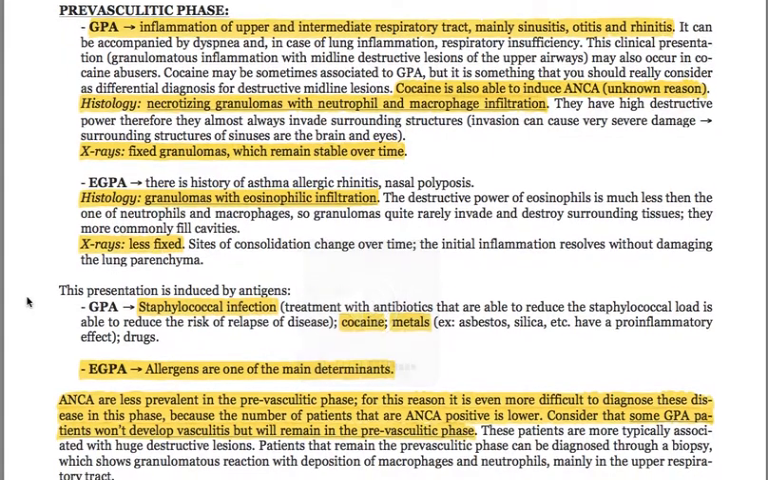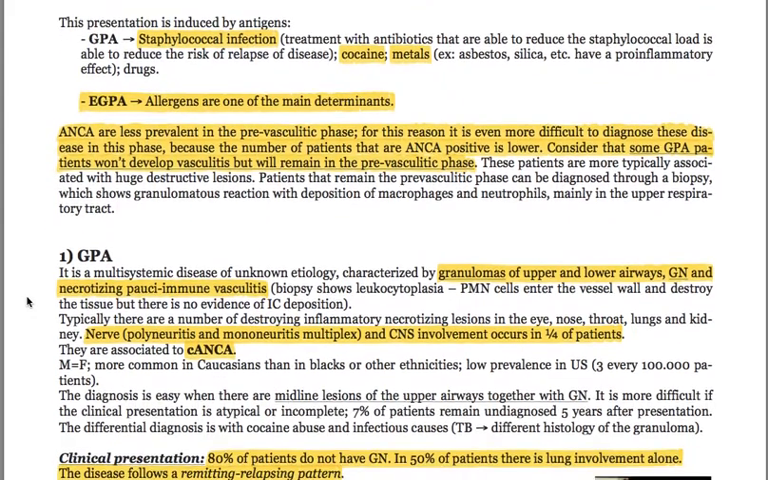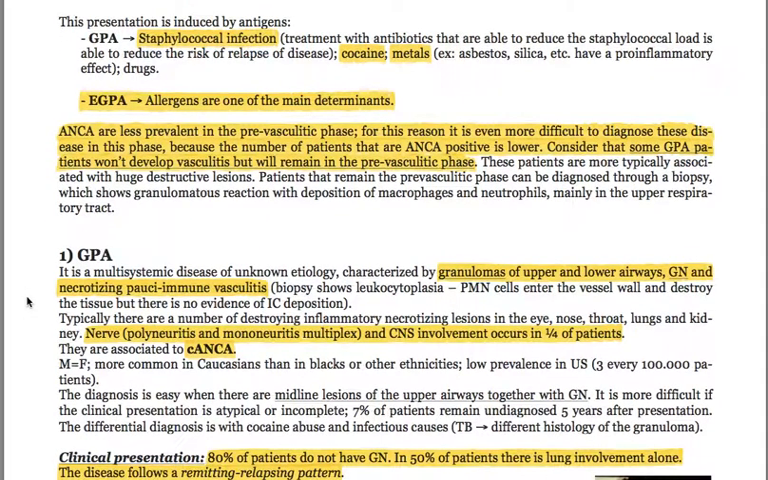This presentation is induced by antigens. In granulomatosis with polyangiitis, we have a staphylococcal infection. In fact, treatment with antibiotics that are able to reduce the staphylococcal load is able to reduce the risk of relapse of disease. We have also cocaine, metals and drugs. In EGPA, we have allergens as one of the main determinants. In fact, it is typically associated with asthma.